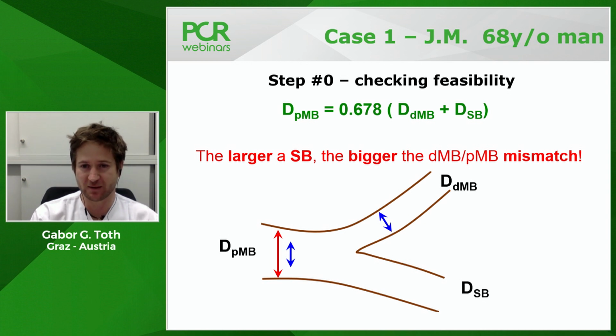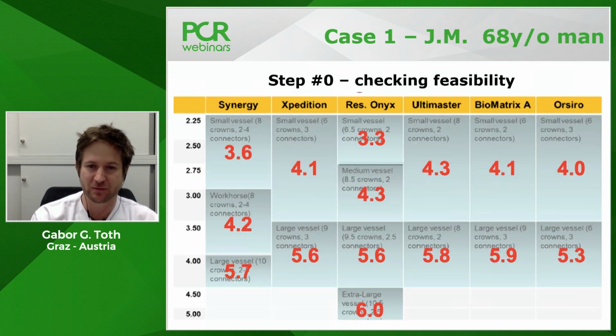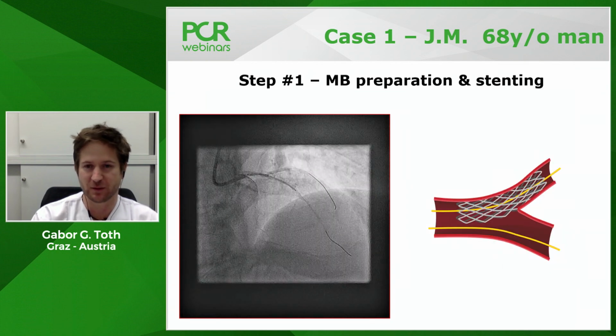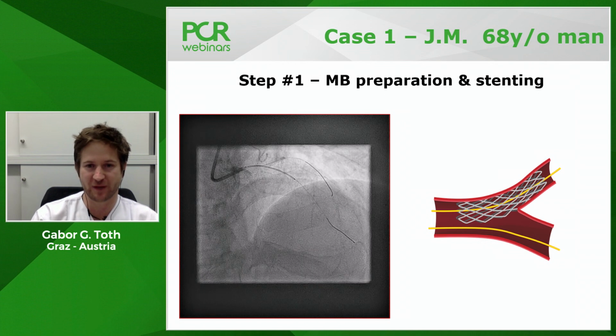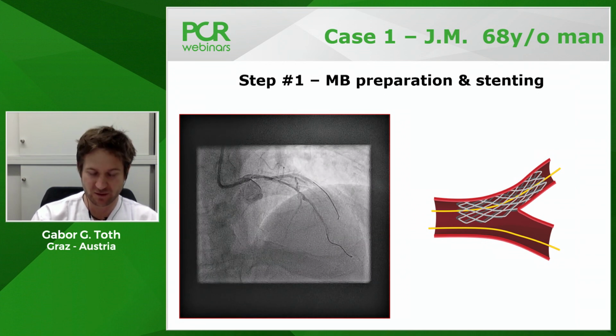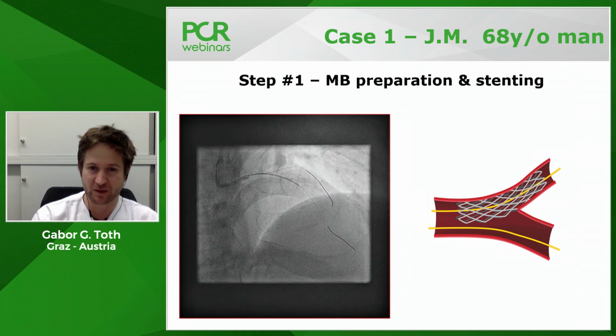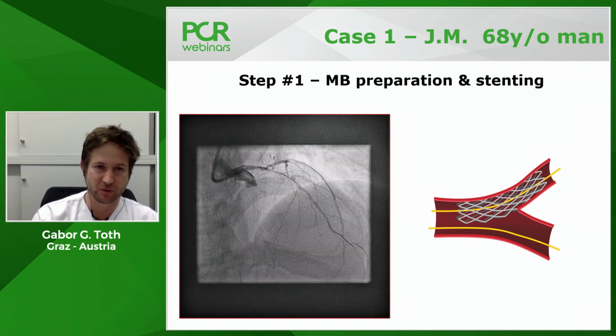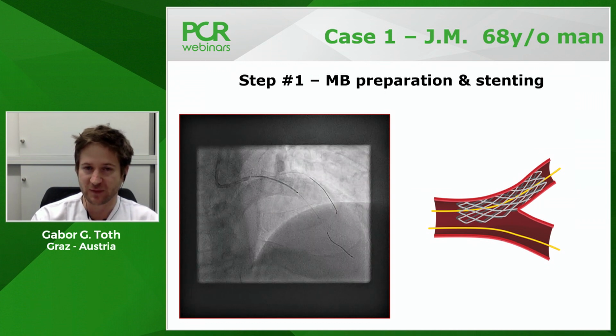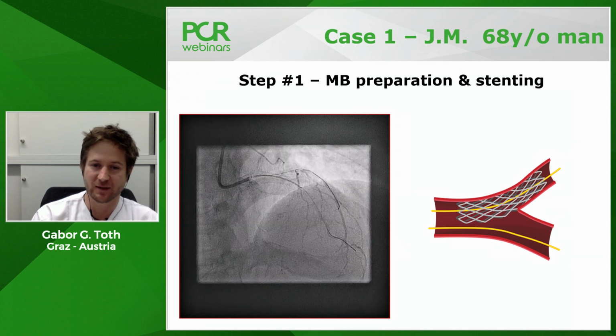So what we did here, we checked the feasibility and understood what kind of devices we have on our shelves, which nominal diameter stent can accommodate to that given left main. And once you checked it feasible, we went on with the following steps in this case. So after lesion preparation, we put our stent first towards the LAD in this case.